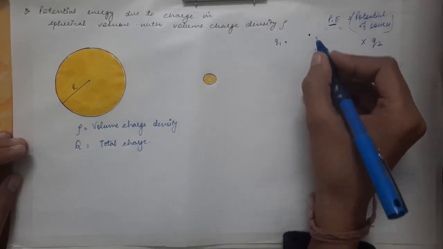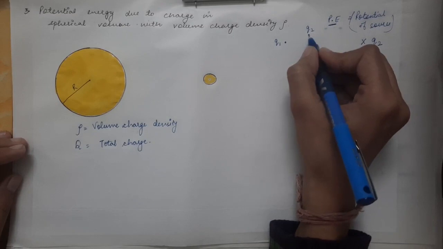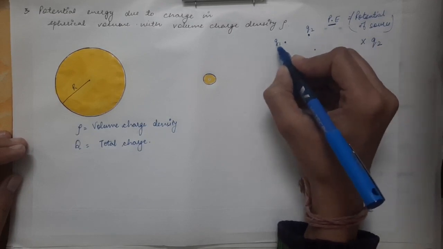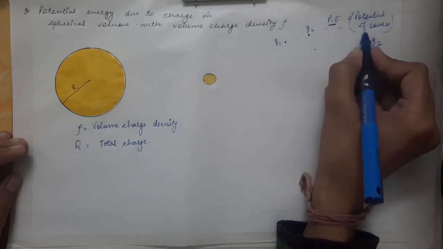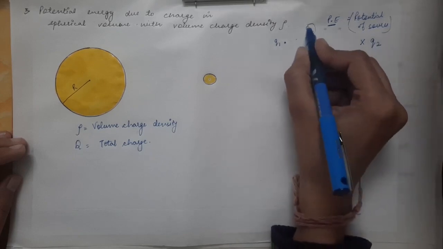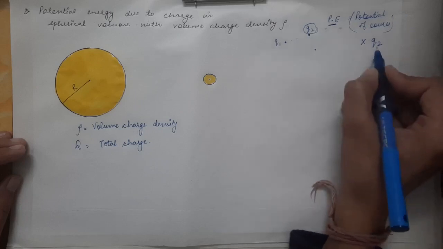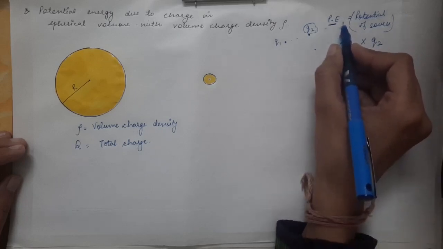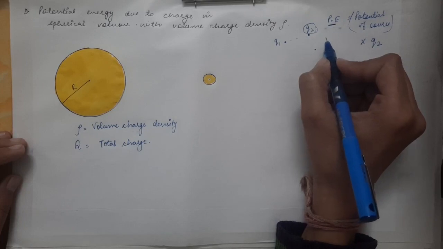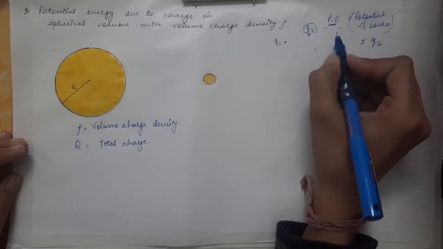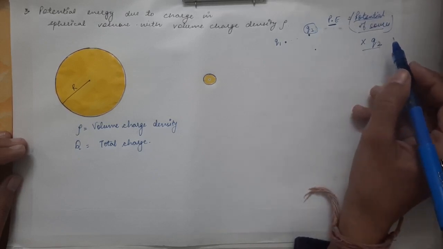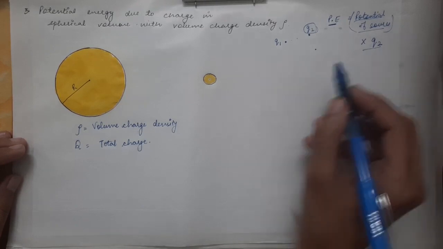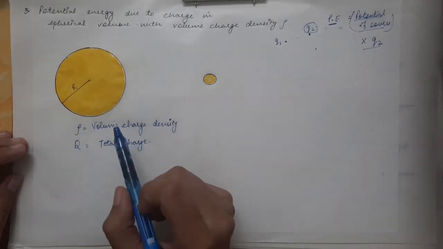For example, if you are bringing the q2 charge to this point, first you will find the potential of q1 at this particular observation point, and then you will multiply that potential with the total charge that you are bringing. That will give us the total potential energy. That's how we found out the total work done, or you can say the total potential energy stored in a system. So this is the method to find out the potential energy, and a similar procedure will be used in the case of a spherical charge distribution.